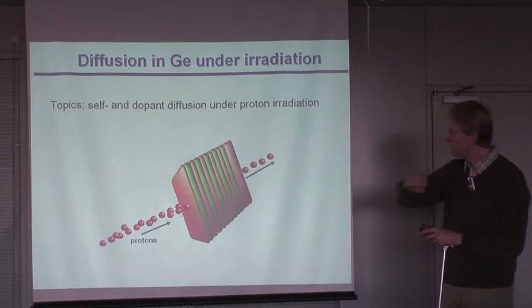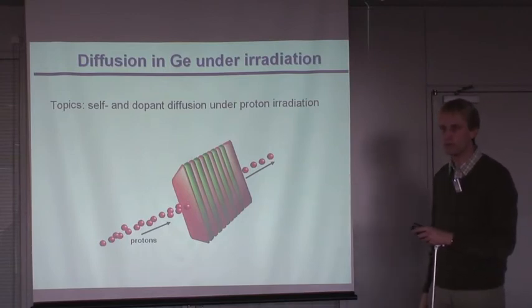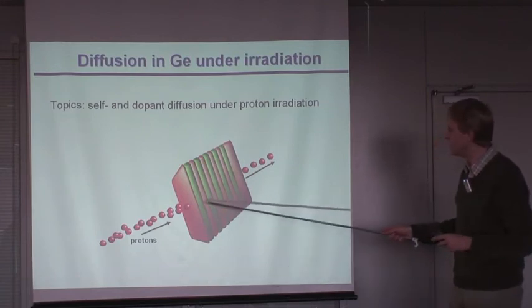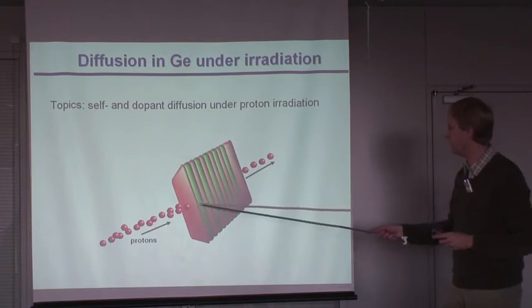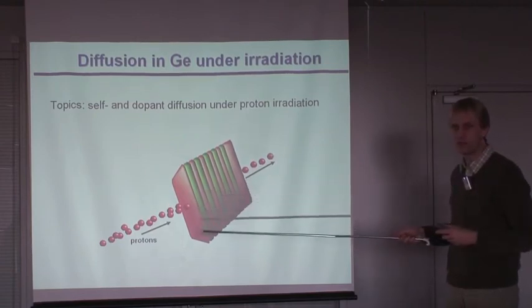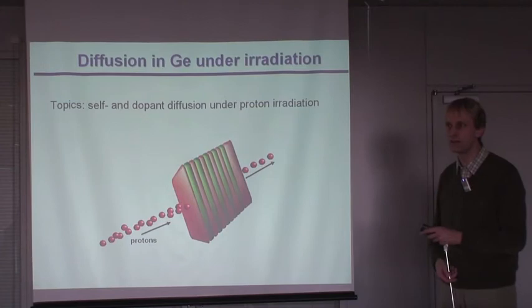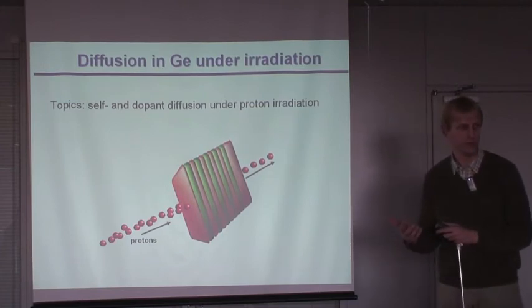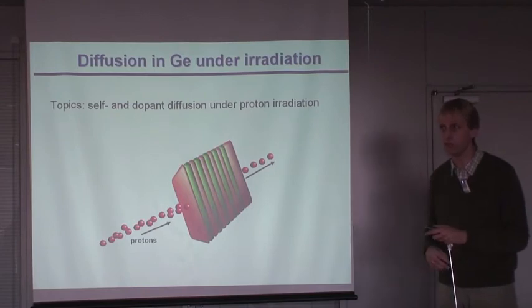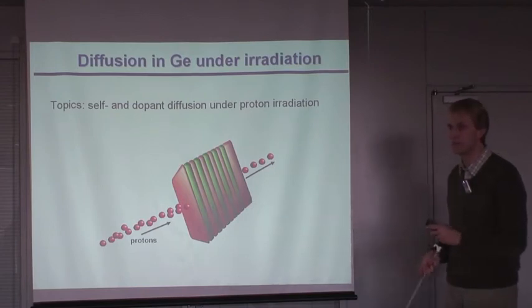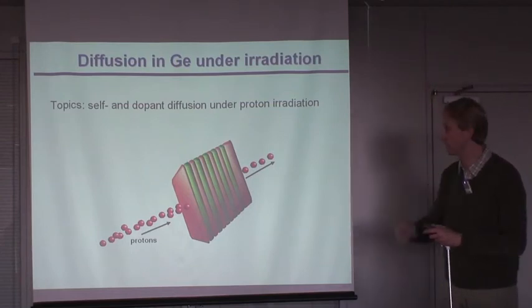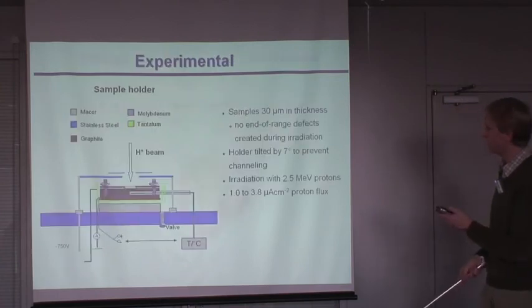Now what you do, you are hitting your sample with protons in our case, but you can also use other particles. And they lose energy on their way through the sample and create Frenkel defects. So they create vacancies and self-interstitials to the same amount. That's important. Under thermal conditions, of course, the amount can be different. But here you produce vacancies and self-interstitials to the same amount with huge concentrations, much higher than the thermal equilibrium concentration.